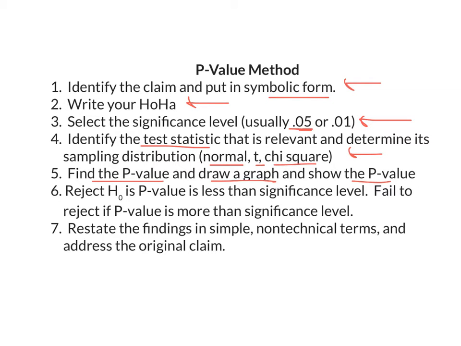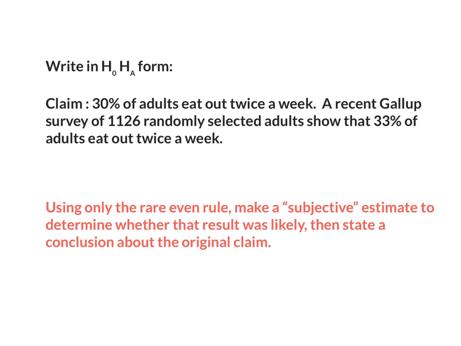And then we're going to do our conclusions. Number six, we're going to reject H0, reject the null, if the p-value is less than one of these two numbers up here. And we're going to fail to reject it if it's more than one of those. And then we're going to state our findings. That's going to be number seven, so important. We're going to restate our findings using simple, non-technical stat terms and address the original claim.